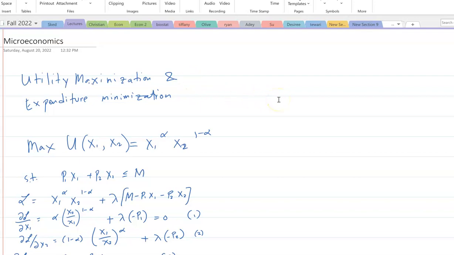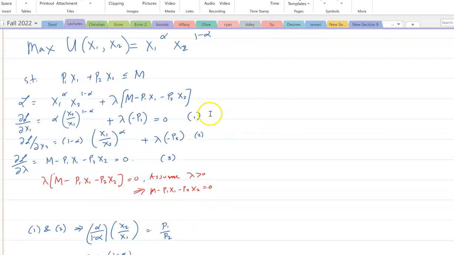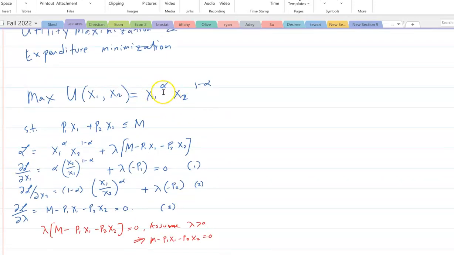Hello everyone. Today we're going to look at the duality between maximization of the utility and the minimization of expenditure. We're going to use a typical Cobb-Douglas function, x1 to the alpha, x2 to the 1 minus alpha. We're going to maximize the utility subject to the budget constraint.